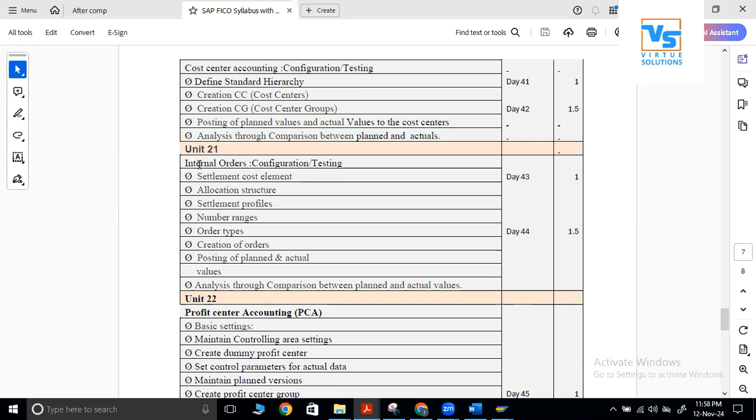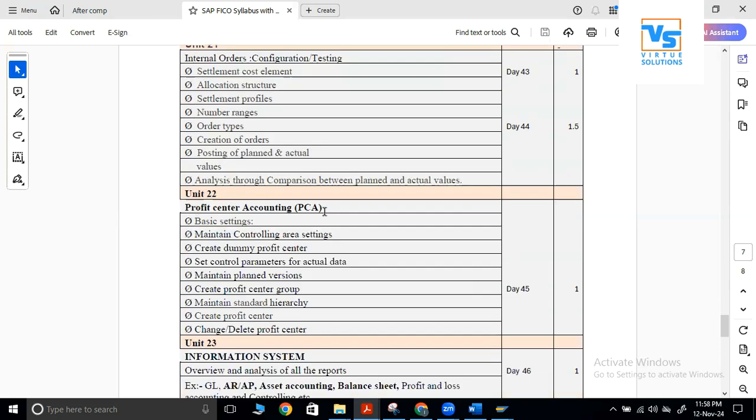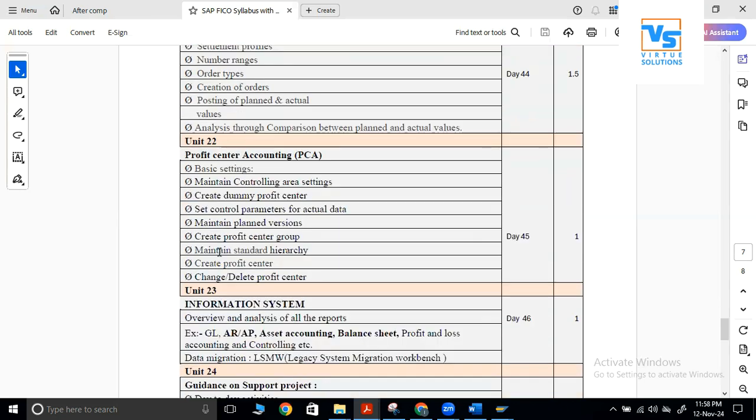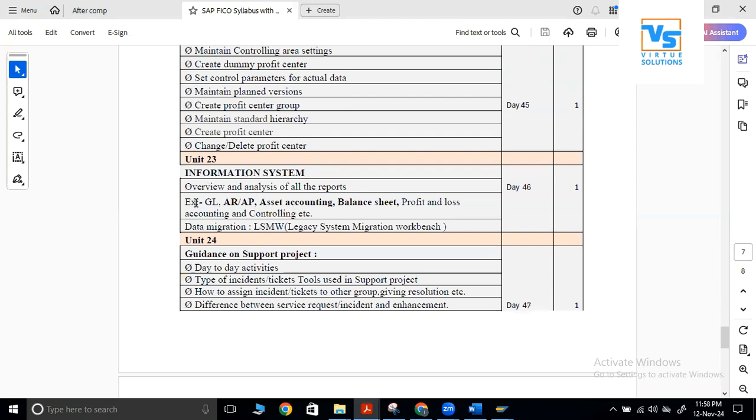And then we are having internal orders. Under internal orders especially, we calculate overhead cost and revenues. So those things also will be covered. Then we are having profit center accounting. In profit center accounting, at least till creation of profit centers we'll be doing. And then we are having information system, just for reporting only. What type of reports? Like general ledger account, accounts receivable, accounts payable, asset accounting, balance sheet, profit and loss accounts.